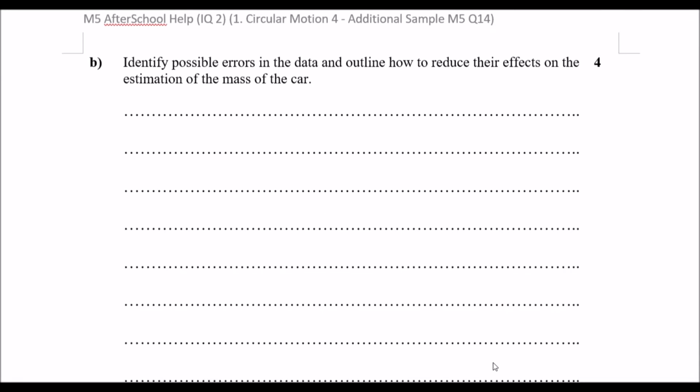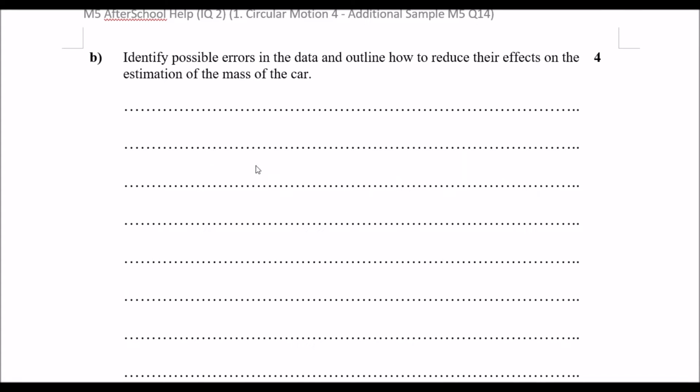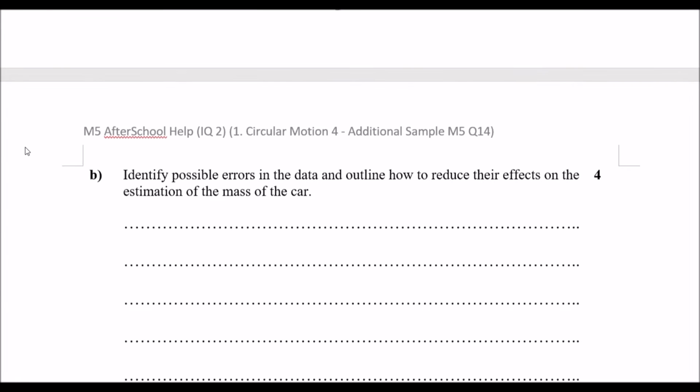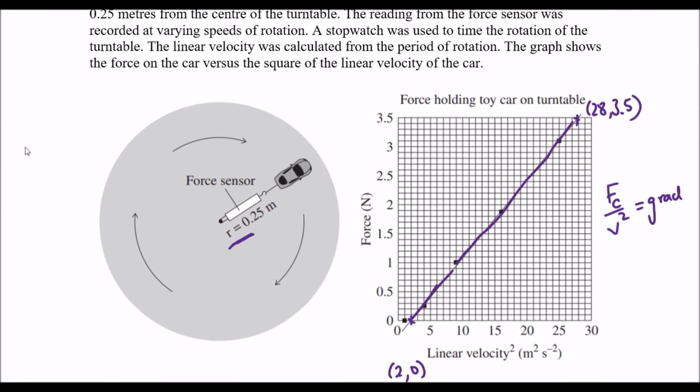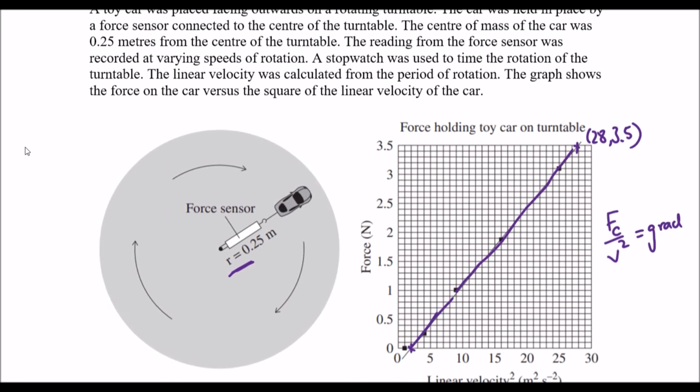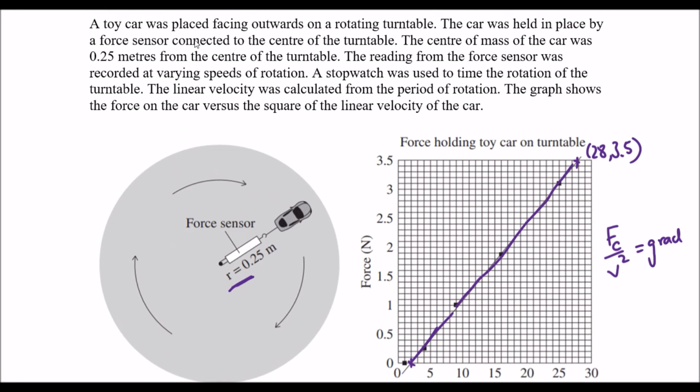And we go to question B here. In this one, it says, identify possible errors in the data and outline how to reduce their effects on the estimation of the mass of the car. In order to answer this question, let's go back to the actual stimulus and the actual questions themselves, and we'll try and work it out using the information provided.